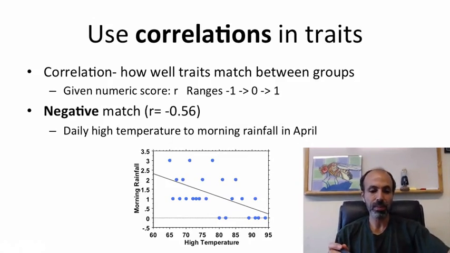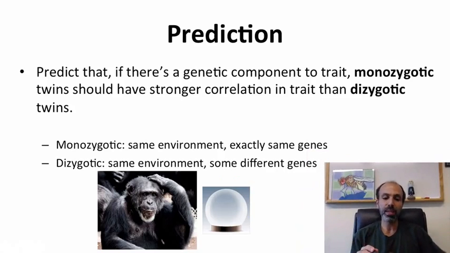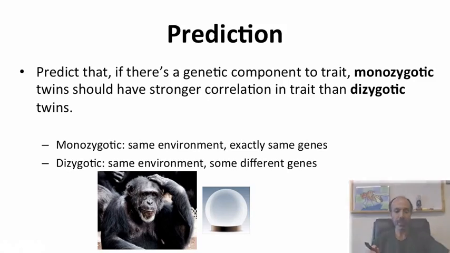So now let's come back and use this. The prediction, as I said before, is that if there's a genetic component to a trait, monozygotic twins should have a stronger correlation to that trait than dizygotic twins. Right? The monozygotic are the ones that are genetically identical, and the dizygotic ones have some different genes. And we're assuming that the environment is about the same in both. So what do we see with the data?